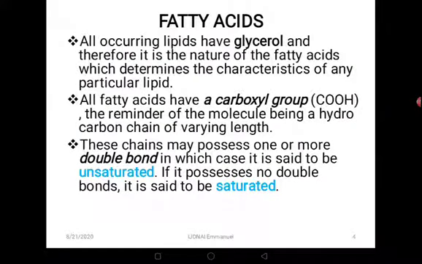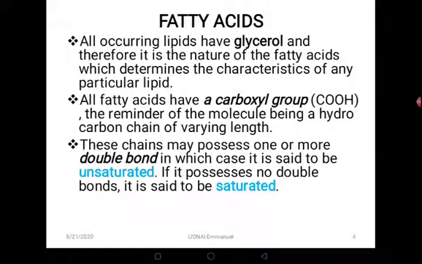So when we look at fatty acids, you realize that all naturally occurring lipids have glycerol and fatty acids, and therefore it is the nature of the fatty acids which determines the characteristics of any particular lipid. So in the formation of lipids, all of them have glycerol. What differs is the fatty acids, because there are many. Depending on the type of fatty acid that exists in that lipid, the properties of the lipid may be different.